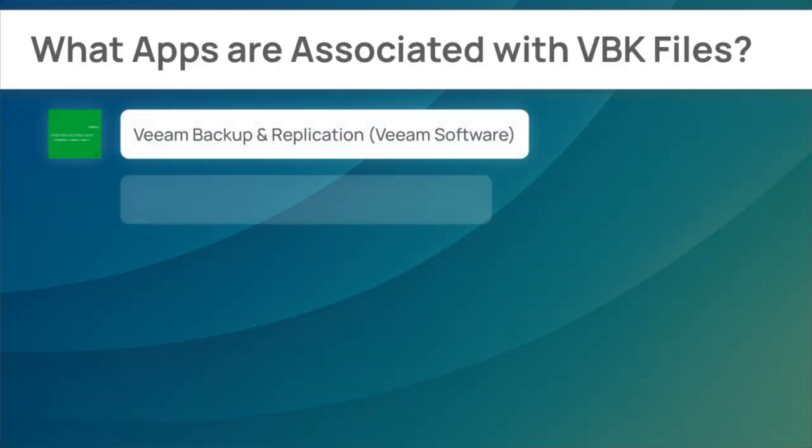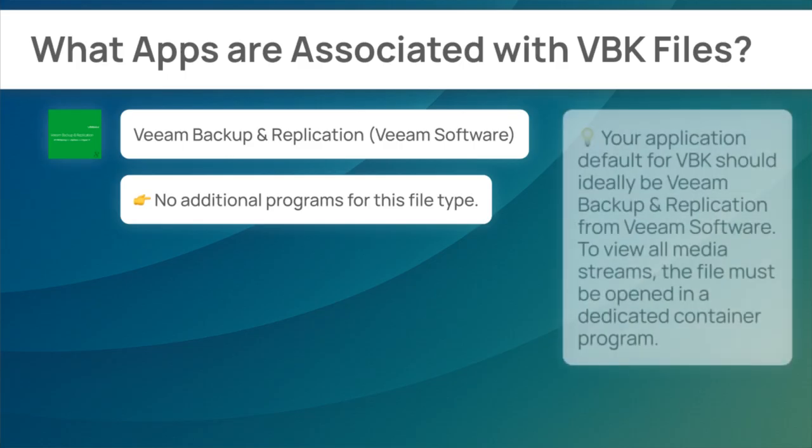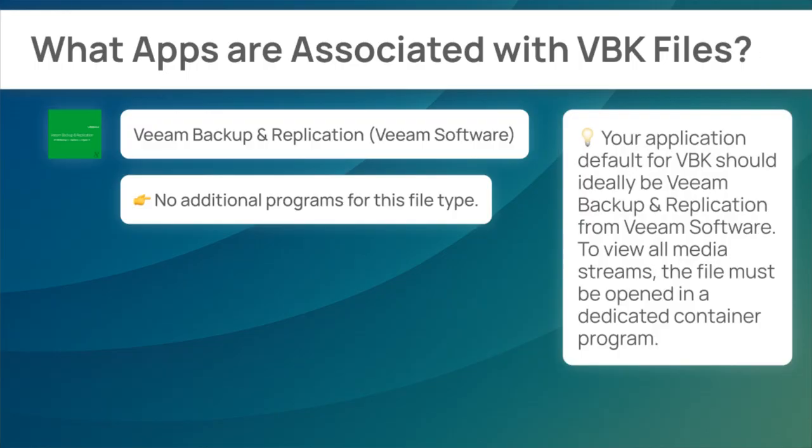Your first application to test with VBK should be Veeam Backup and Replication from Veeam software. Windows can read the file name, but the internal archive contents require specialized extraction. Windows offers minimal support for ebook metadata and styling, so full access requires proper tools.